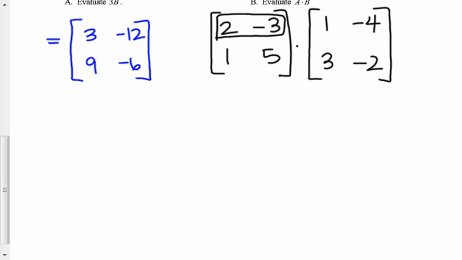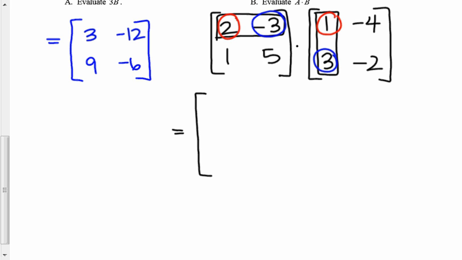Now, I'm going to go back here and delete what I just did. Right now, my very first operation is going to be focusing on the first row in the left one and the first column in the right one. Don't forget, my answer is going to be a 2 by 2 matrix. We already figured that out. Equals. Let's start. What I'm going to do is take 2 times 1 and then -3 times 3 and add those together.